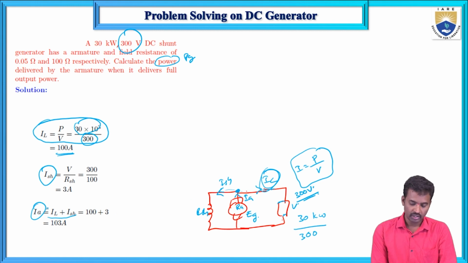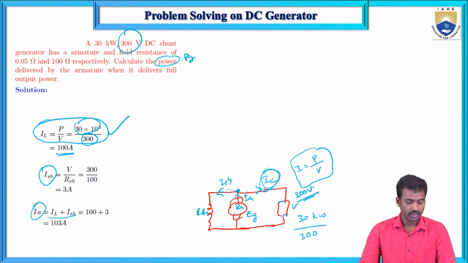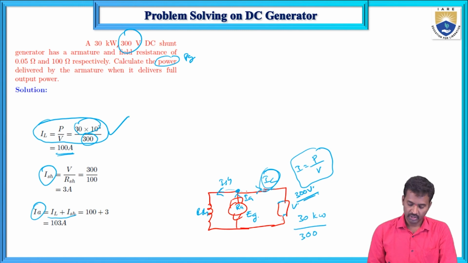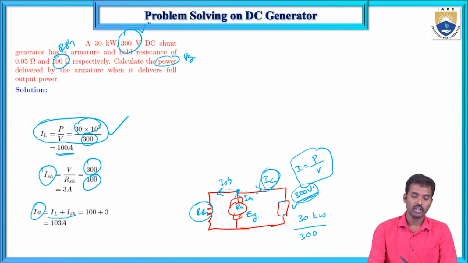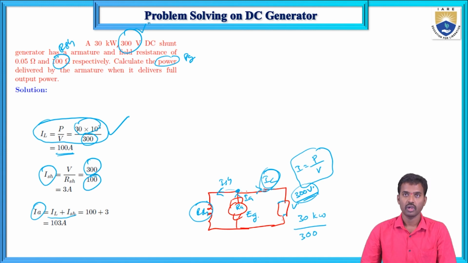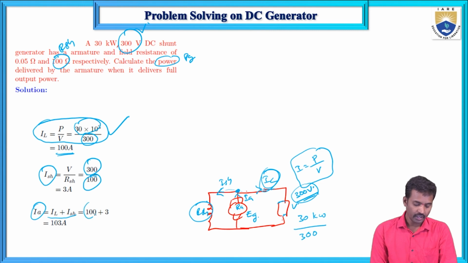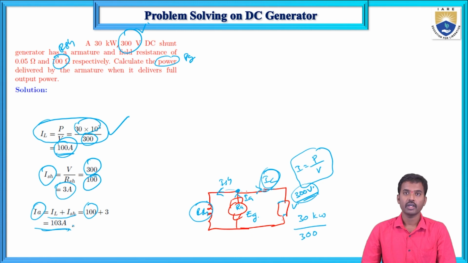Now here IL is calculated here, and ISH is the same thing: this voltage divided by this resistance. This resistance is 100 ohms. So that equals 300 volts divided by 100 ohms. RSH is 100 and the terminal voltage is 300 volts. Now here IL is 100 amperes and the shunt current is 3 amperes. So now the armature current is 103 amperes.